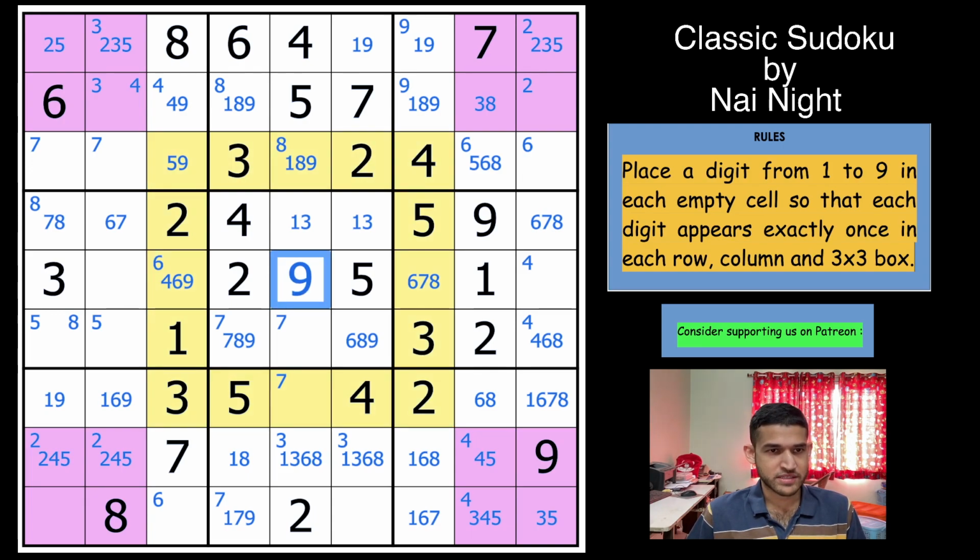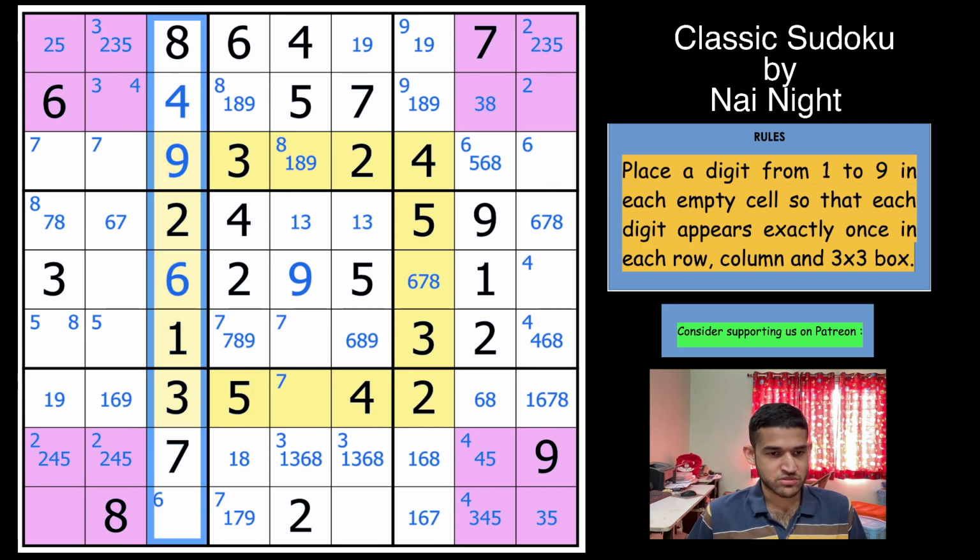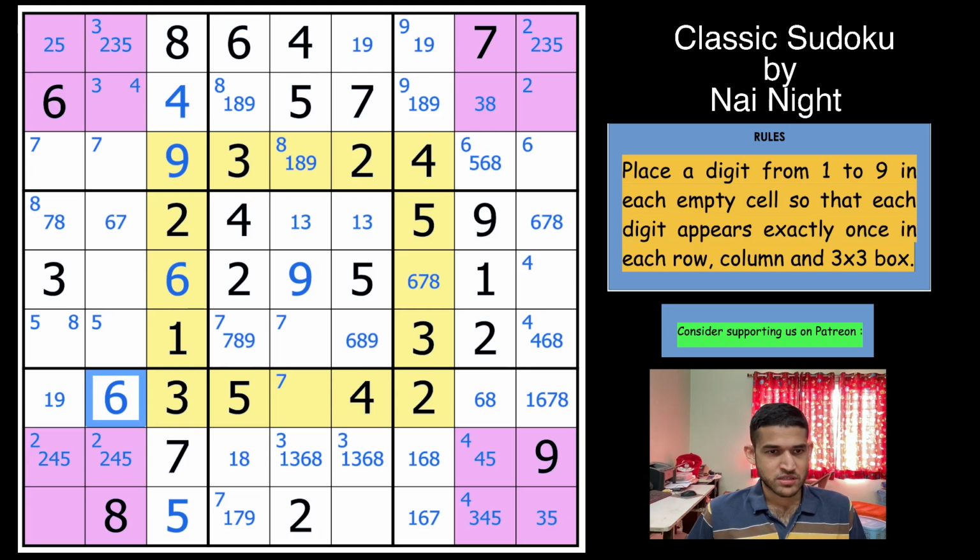And now 9 has an option here. So 9 goes here. That's a 4. And that's a 6 now. So look along this column. This will be a 5. And now 6 has only 1 cell in this box. 6 has to go here. Okay, 6 is not in row 5, so that's 7 or 8. This is not a 9, that's 1 and 8. This is 8 because of the 6 here. That's 8.